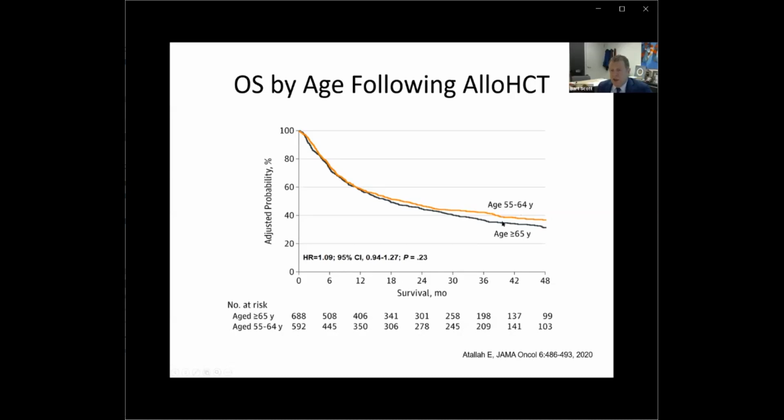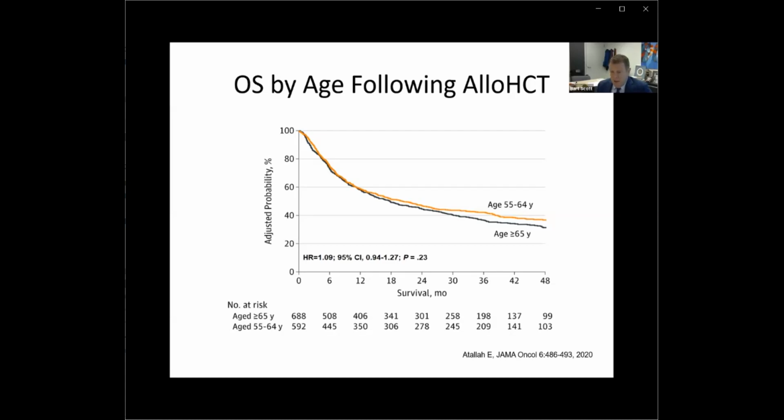And you can see that there was no difference in outcomes with allogeneic transplantation. Here's the statistical comparison, but you can look at these curves from a non-statistical point of view and kind of figure they're pretty similar. So on the basis of this trial, Medicare has continued to cover allogeneic transplants for patients over age 65, and age alone should not be considered a contraindication for transplant.